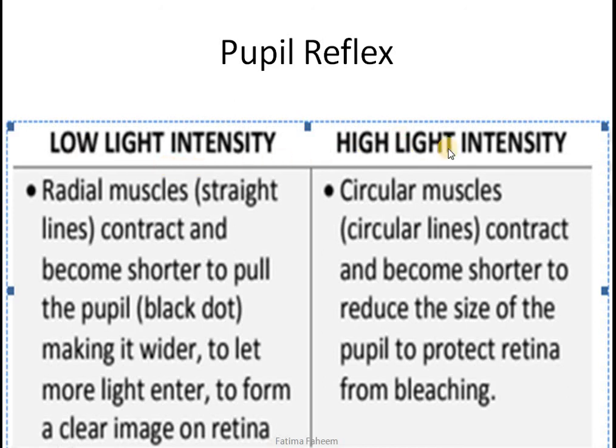What about high light? You need to protect your retina, you need to protect your photoreceptors from high intensity light. So you need to constrict the pupil, and it would be done by contraction of the circular muscles and relaxation of the radial muscles so that the pupil constricts in order to protect the retina from the bleaching effect of intense light.